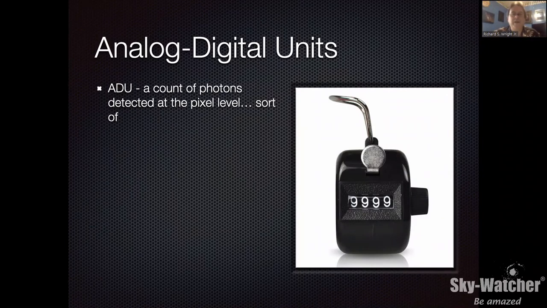Some of the purists will call that a digital number. I think that's more the hardware engineers, and a lot of the software people usually call it ADU, or analog to digital units. Now, your camera's gain is how you convert the count of electrons into the ADU. So if you read 50 ADUs out of the pixel, you don't necessarily get the number 50 in your image. They apply some gain to that, where they multiply that number of electrons to get a larger number.